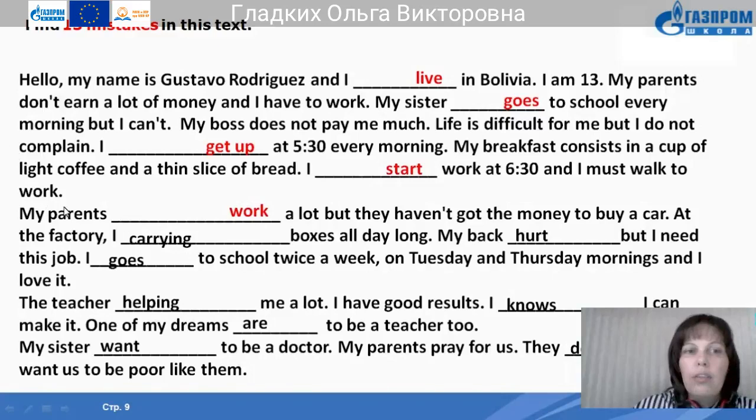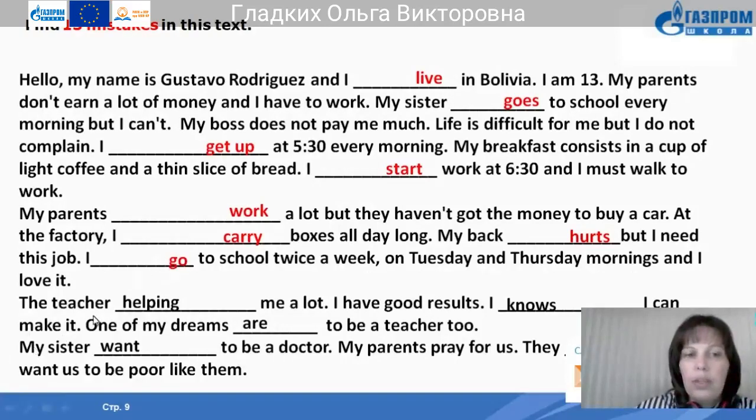Next. At the factory, I boxes all day long. I carry, of course. My back, but I need this job. My back, is it correct? Hurt. No, Aliyar. Hurts. Good. Next, I to school twice a week on Tuesday and Thursday morning, and I love it. Daniyar? Yes, you're right. Go.